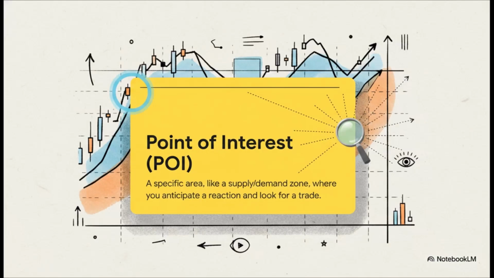And that actionable zone has a name. We call it a point of interest, or POI. It's just a term for a specific spot on the chart, like a supply or demand zone, where we expect something to happen. Now, this isn't an entry signal. It's just the location where we're going to start paying very close attention.